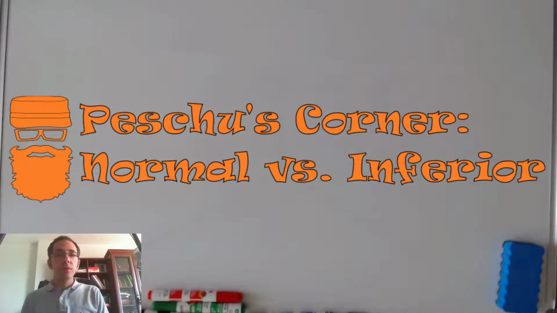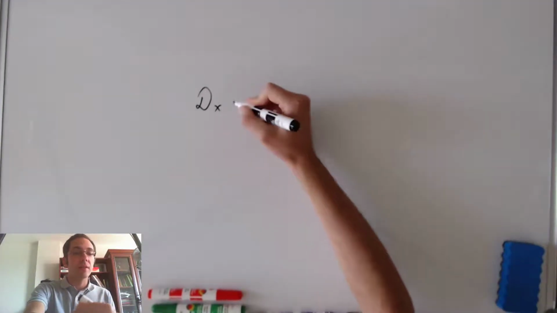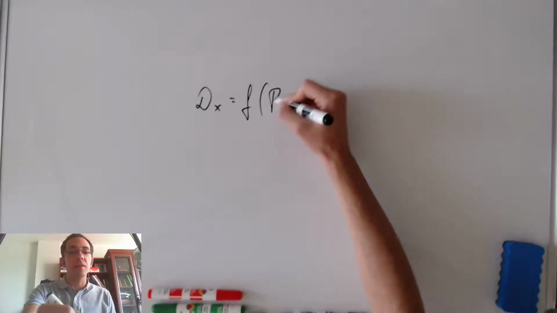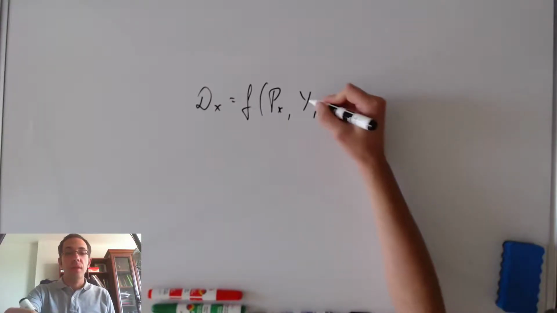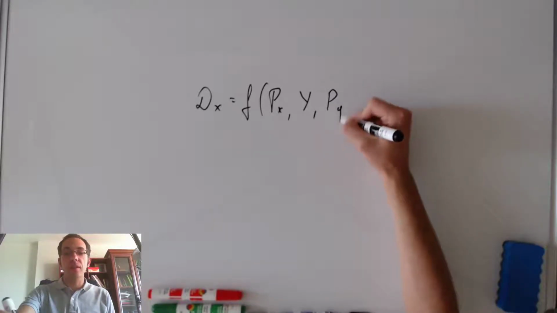Hey everybody, today we'll be looking at normal and inferior goods. Now whether a good is normal or inferior depends on the relationship between the income of the individual and the demand for this good. If you remember, we said that demand is determined by several factors. Let's say demand for X was a function of the price of X and of income, and we can have also price of a related good Y.